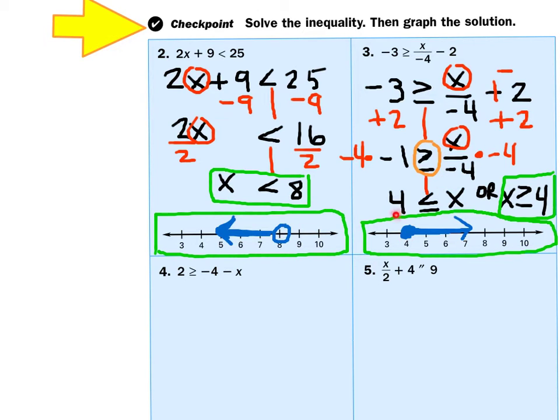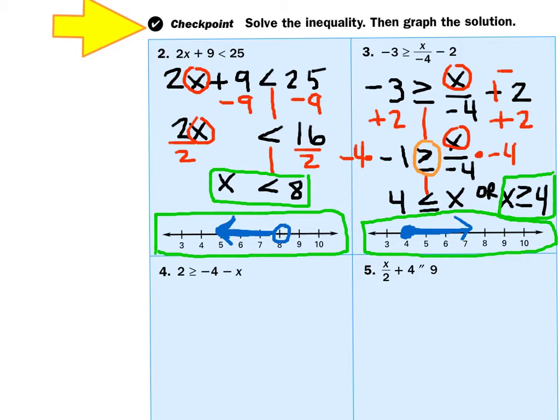Now, we don't want to graph it like this because the first thing I see is a number, not the variable. So now practice reading it starting at the x. This means x is greater than or equal to 4. So that's how I wrote it over here. X is greater than or equal to 4.